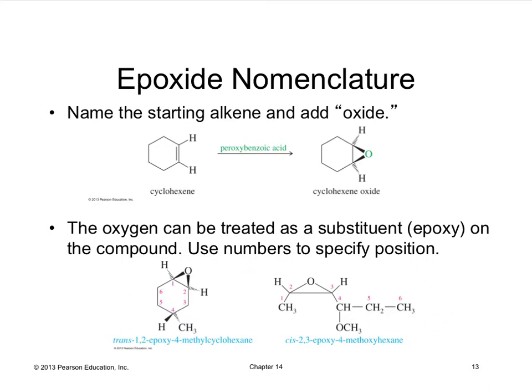As another example, you find the longest chain. This would be 1, 2, 3, 4, 5, 6, in which the epoxide is at the lowest position. So at the 2, 3 position, it would be 2,3-epoxy. At the 4 position, it would be 4-methoxy, and the 2,3-epoxy would be cis. So it'd be cis-2,3-epoxy-4-methoxyhexane.